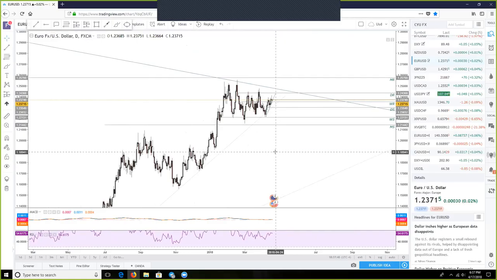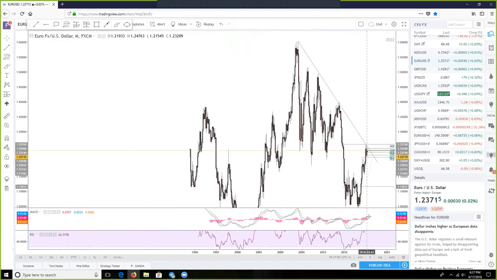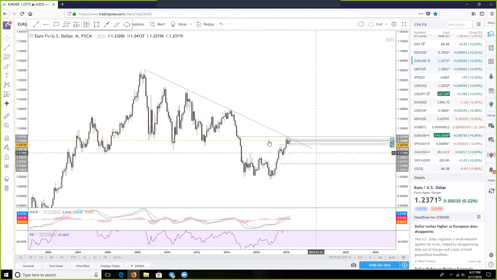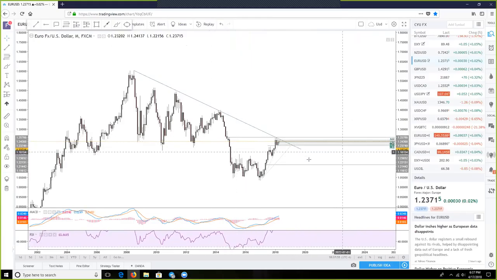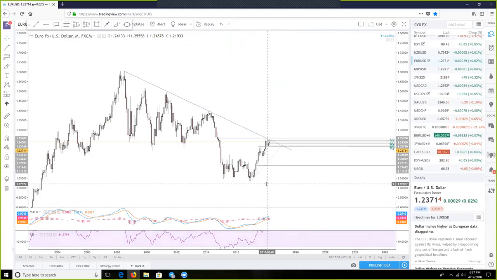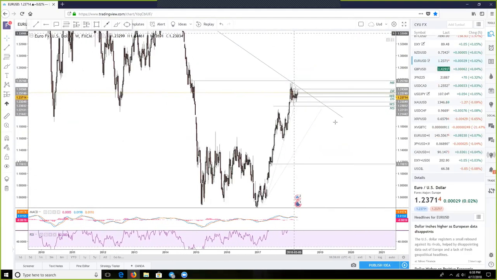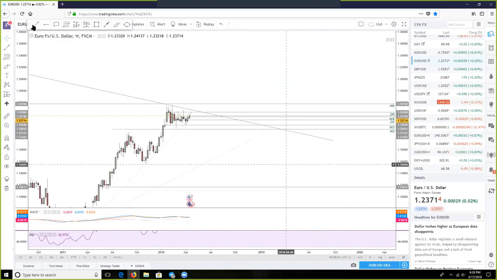But as you can see, as Albert said, if you look at the monthly, we're in this descending channel, right? But at the end of the day, if you look at the current momentum, it is up. And if you look at the weekly, you can see that we're making a bull flag to the upside. Hang on, right here on the weekly.